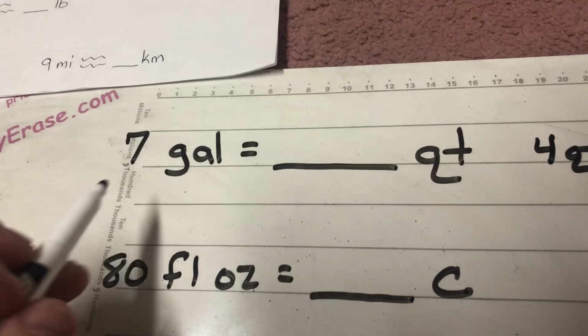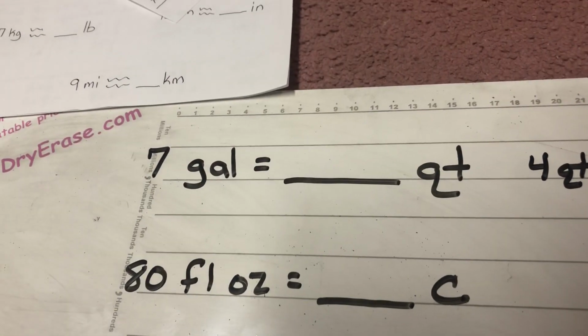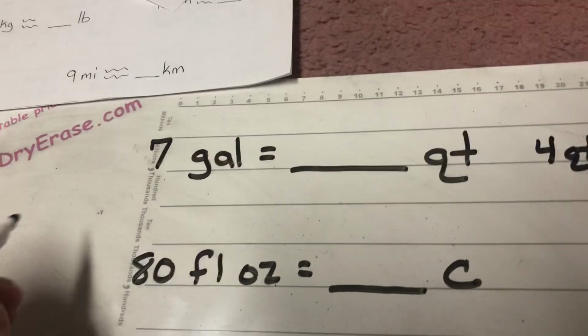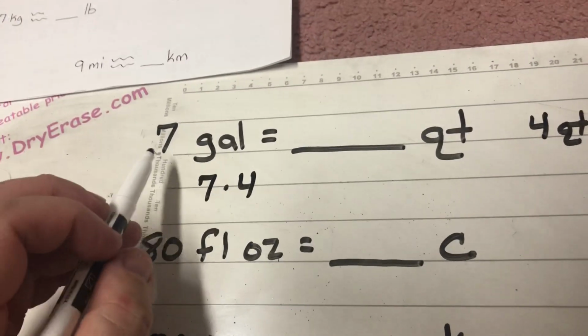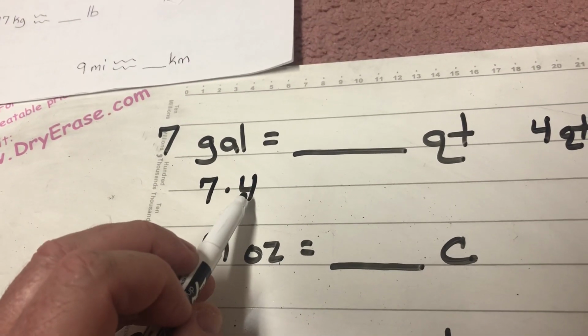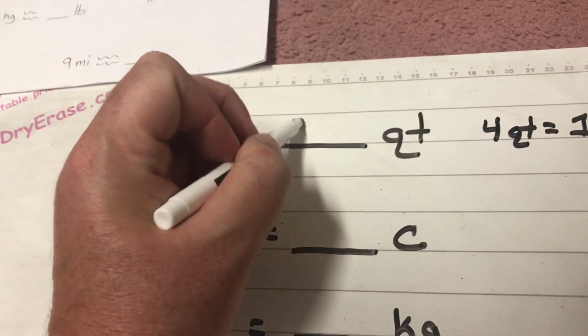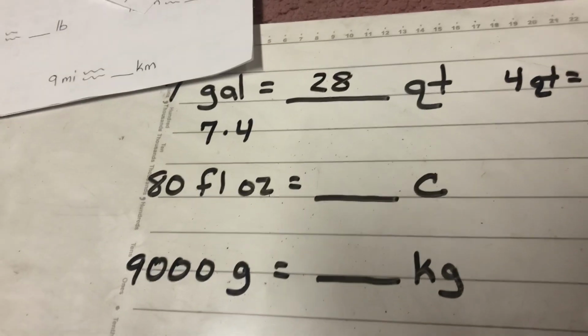Okay? And so 7 gallons going to quarts, the number is getting bigger, so we're going to multiply. And since there's 4 quarts in 1 gallon, what I'm going to do is 7 times 4, because I have 7 gallons and it takes 4 quarts to make 1 gallon. So 7 times 4, I know that's 7 gallons equals 28 quarts.